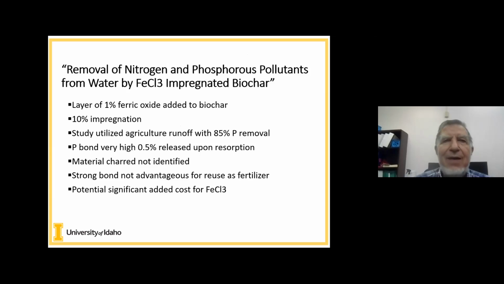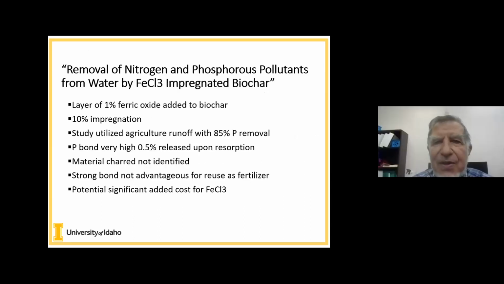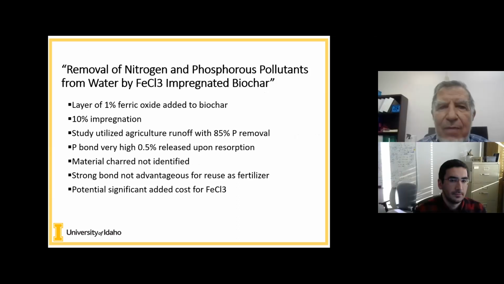Our next RPA, removal of nitrogen and phosphorus pollutants from water by ferric chloride impregnated biochar. This is a very interesting study to me, because the biochar is something I am going to be looking at in my master's work, or my doctorate's work, excuse me. A layer of 1% ferric oxide was added to the biochar, and it had a 10% impregnation into the biochar. The study used an agricultural runoff with an 85% P removal.